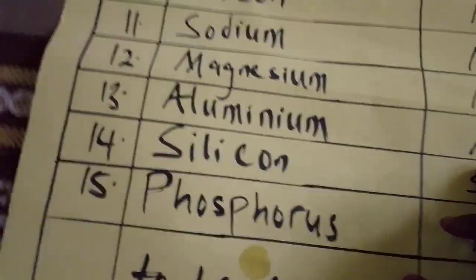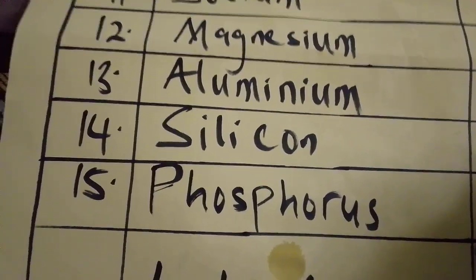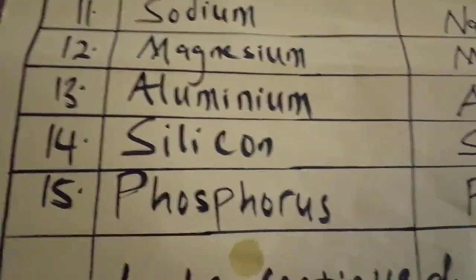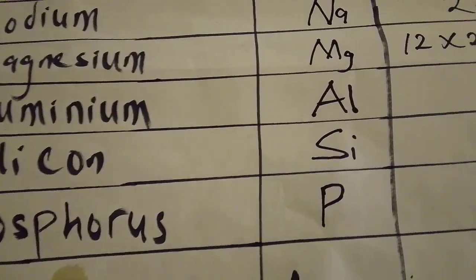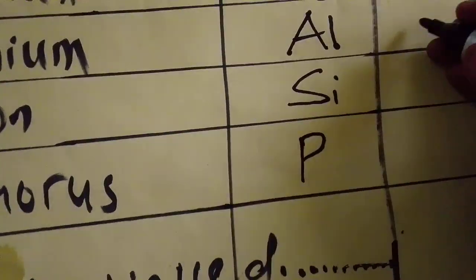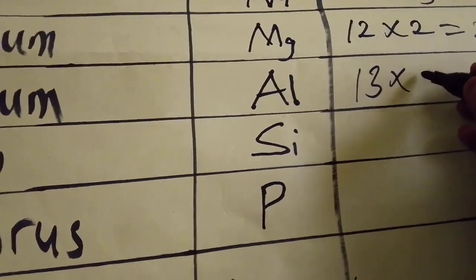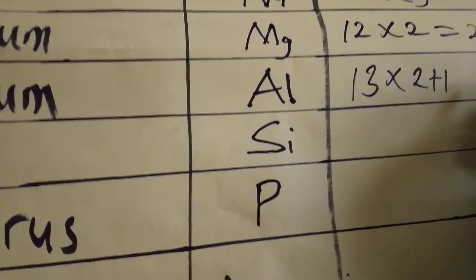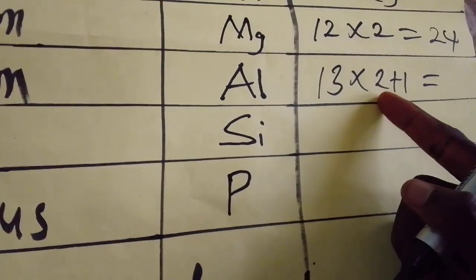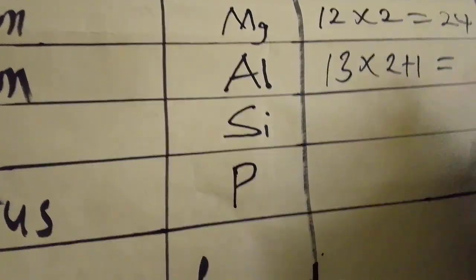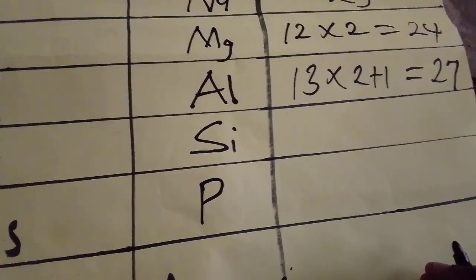Then also for aluminium, the atomic number of aluminium is 13. So 13 is an odd number. So if you remember the trick for odd numbers, we say 13 times 2, then we say plus 1. 13 times 2 is 26. 26 plus 1 is 27. So that is how we arrive at the mass number of aluminium to be 27.